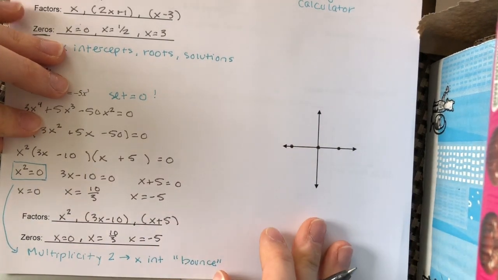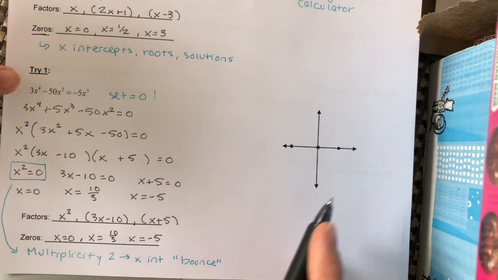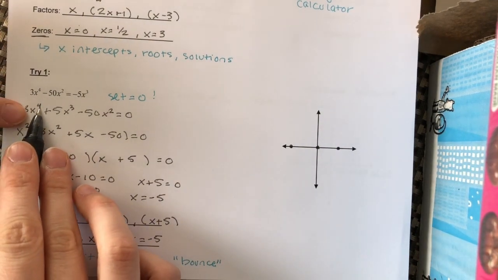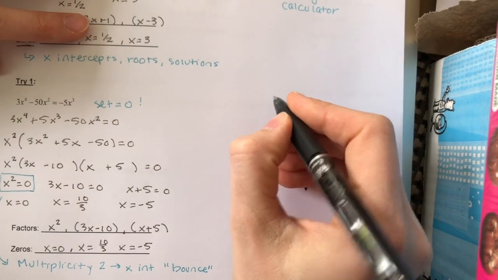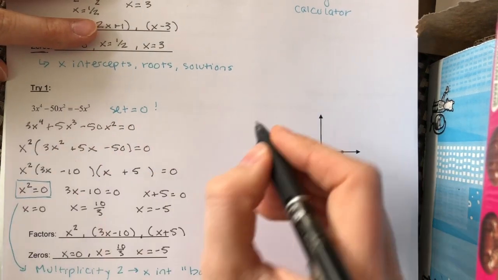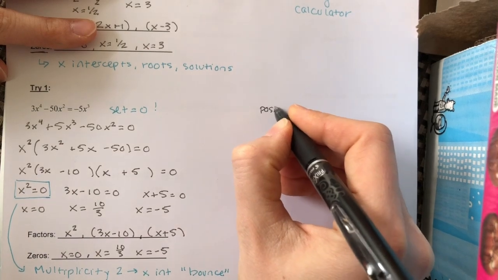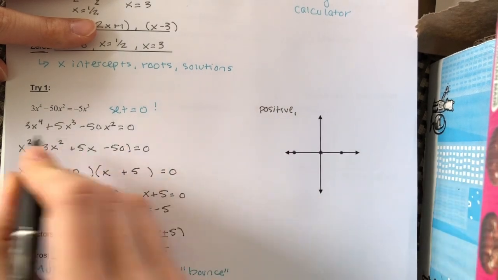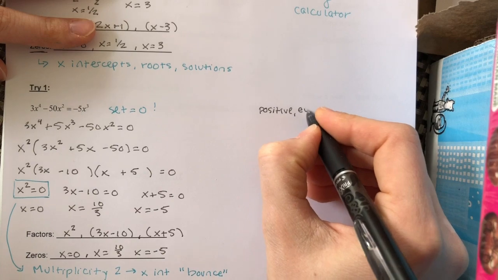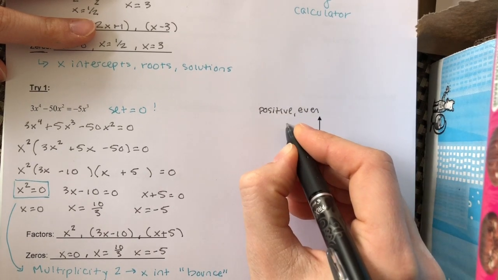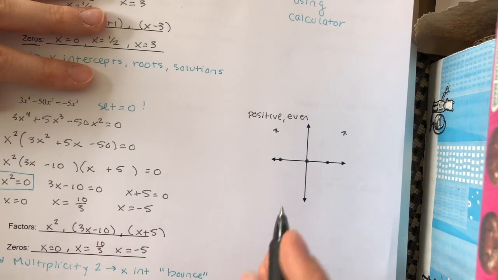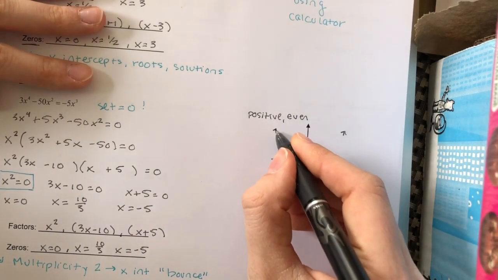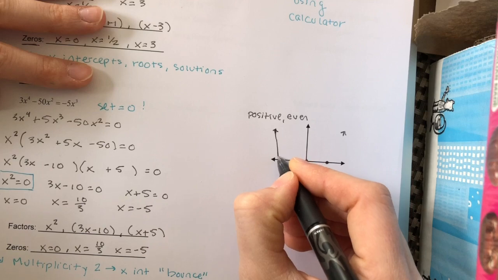Okay, all right, so I notice again, I take a look at my highest power, my degree is 4. I notice that this term is positive, and the degree is even. So that should mean that it's kind of like a smiley face. It goes up on both sides. Okay, all right, so I'm going to start here. I'm going to go through -5.